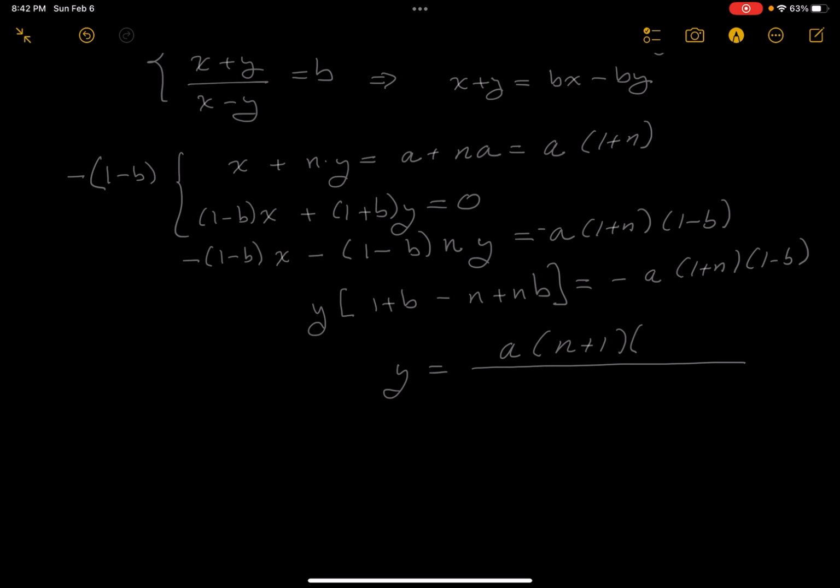Right? It's the same thing as 1 plus n plus 1, same thing. But again, I'm associating the minus 1 with the 1 minus b. So it's going to be b minus 1. And what do you get on bottom? Well, let's be careful. It's going to be 1 plus b plus nb minus 1.